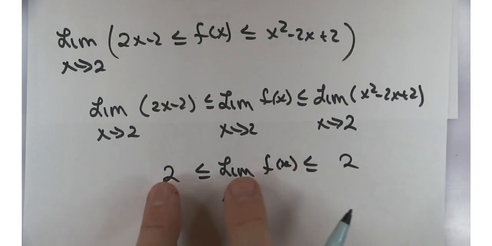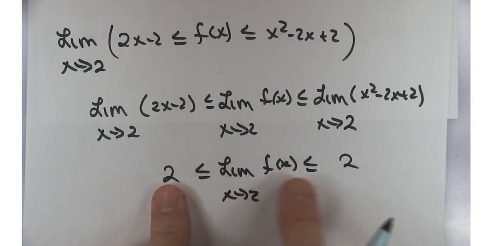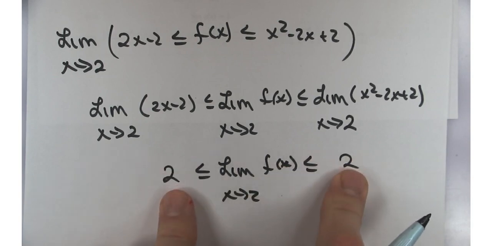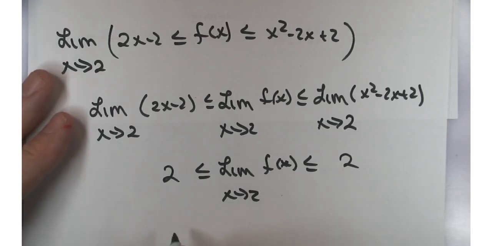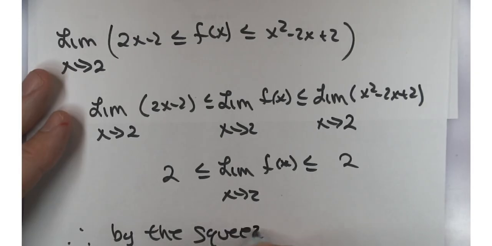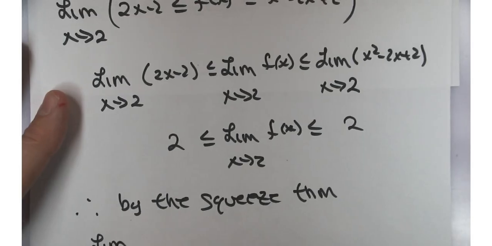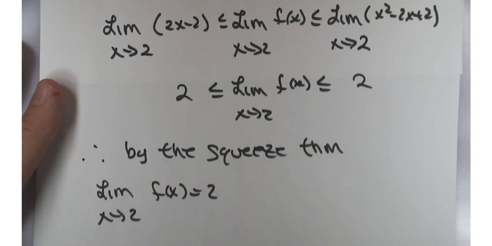Since this one is less than or equal to f of x and f of x is less than or equal to this, what does the limit of f of x have to be? 2. So therefore, by the squeeze theorem, the limit as x approaches 2 of f of x equals 2. Nice.